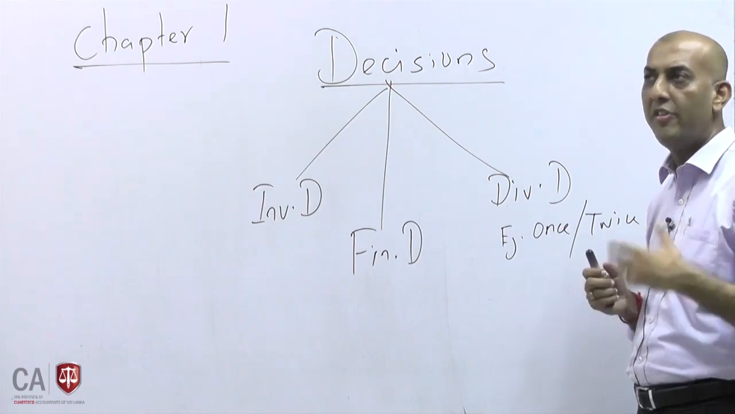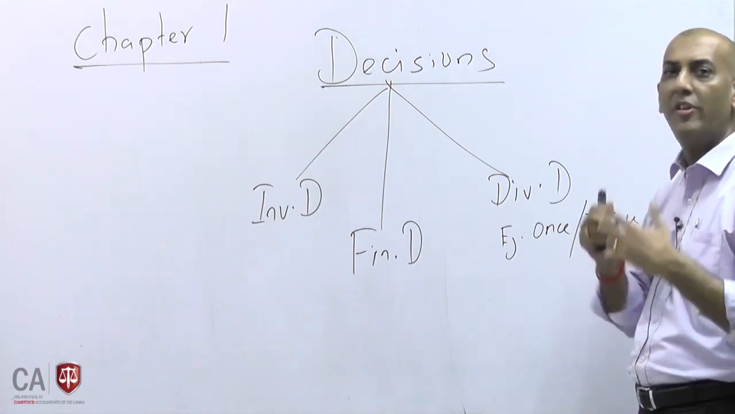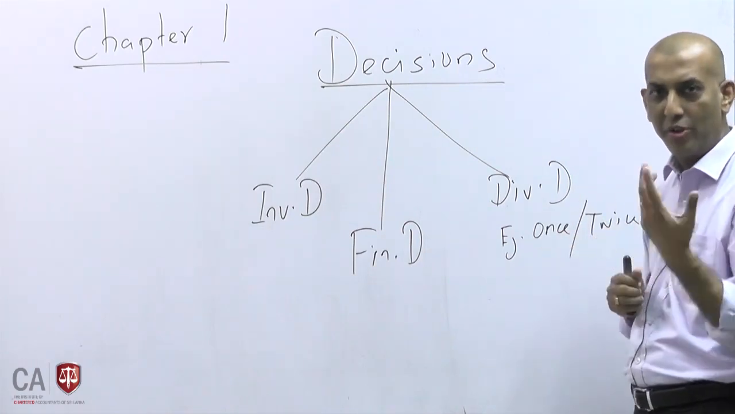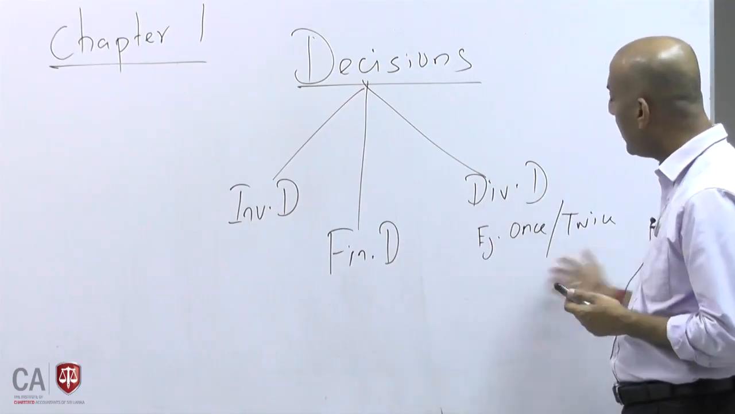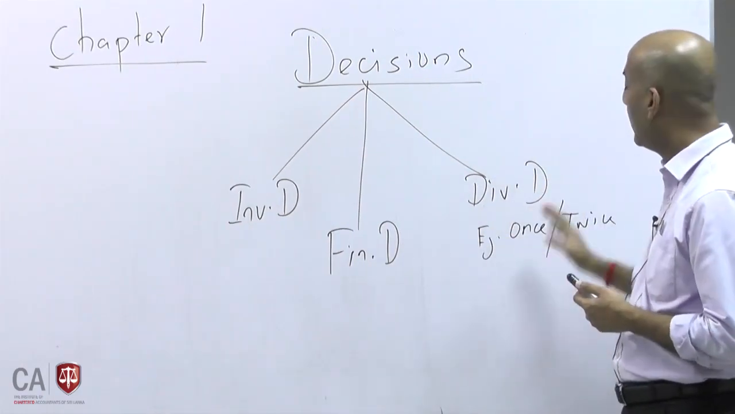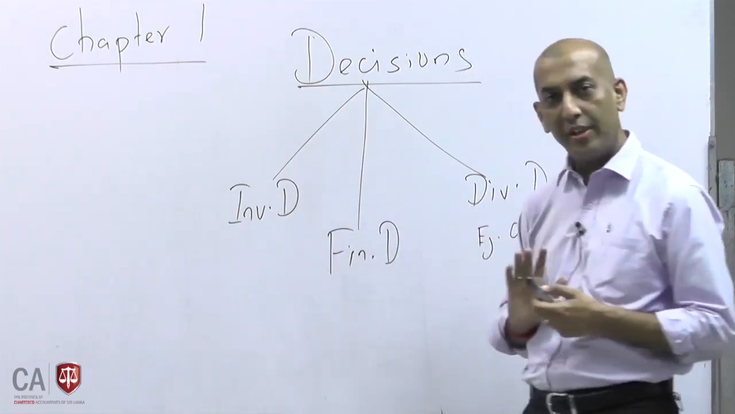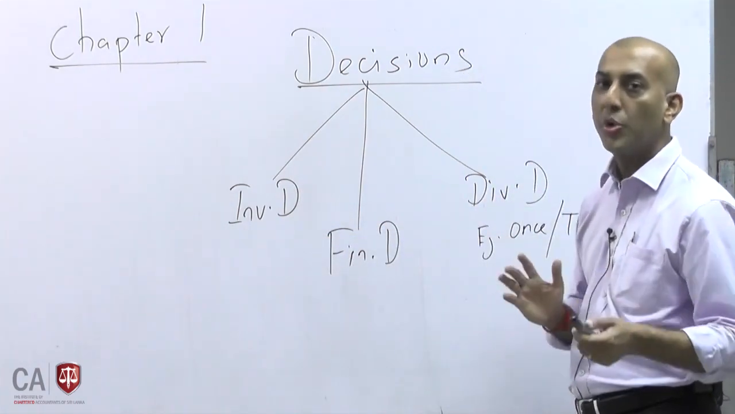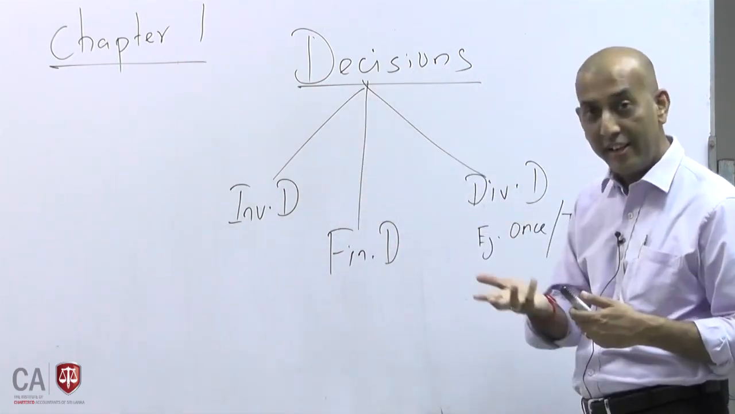We say interim dividend and final dividend, but most companies will have only one dividend. That's the final dividend. They don't have an interim dividend also. So this is a decision you make in the finance function once or twice. But investment decisions and financing decisions are not once or twice. You may be making them many times in an organization within 1 year.